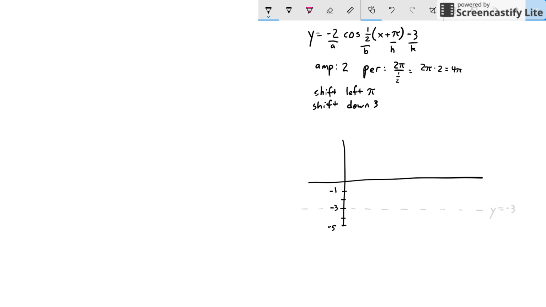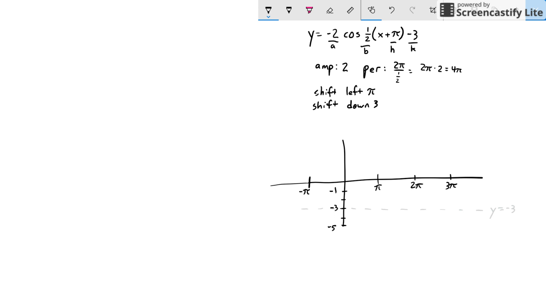Now we also are shifting left pi units. So let's say this is pi there. So I'm going to go left pi. Now my entire period is 4 pi. So if I start here and I add 4 pi to that, I'm going to finish at 3 pi. So if that distance is pi, so let's see, I'm at 2 pi, okay, and then next I'm at 3 pi, and that's my full period since I have a period of 4 pi and I started at -pi.